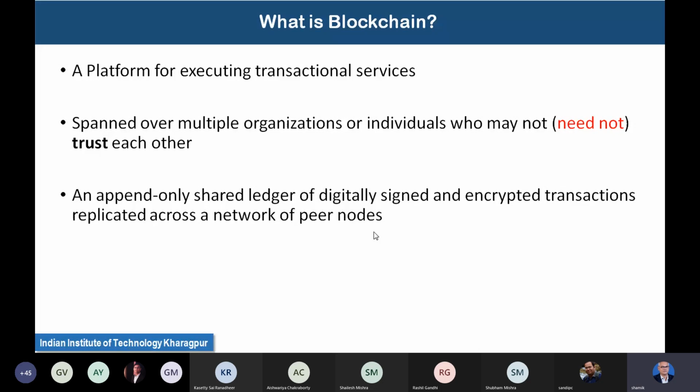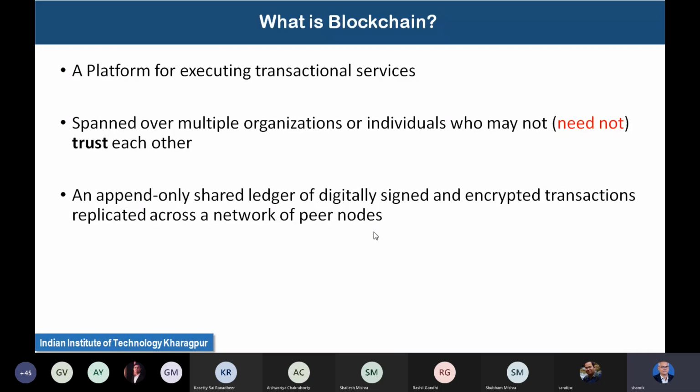Essentially, we have already discussed this part, that it is a platform for executing transactional services, okay, spanned over multiple organizations or individuals who may not or did not trust each other. The point here is that the goal was to set up the network where the whole operation will be done in a peer-to-peer mode and in a completely decentralized manner. So there should not be any way of trying to control or intervene, and the whole thing would also run in an automated manner. That means there is no one who is centrally controlling it or monitoring it, whether the system is working as expected. And most of the operations, including updates, are also automated in some sense, which we'll discuss.